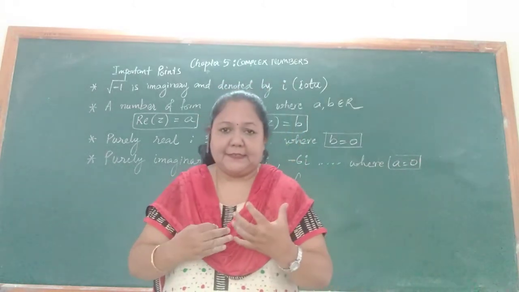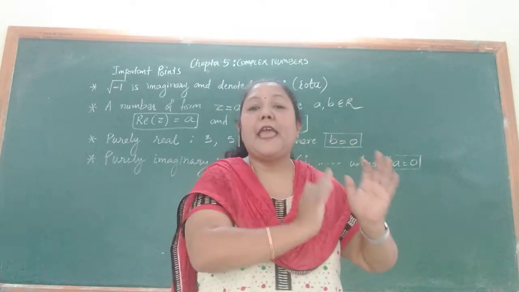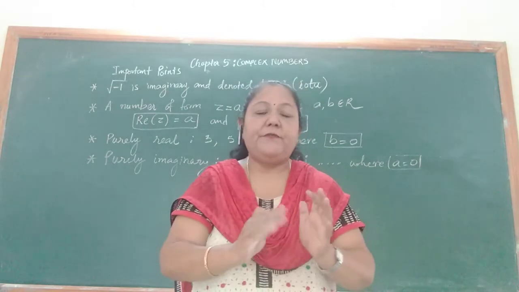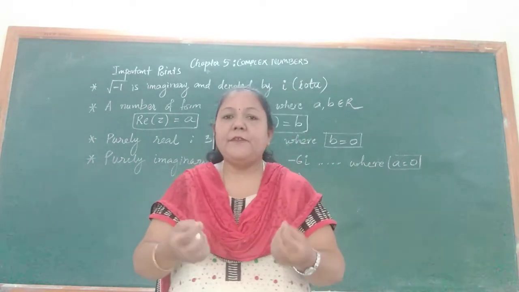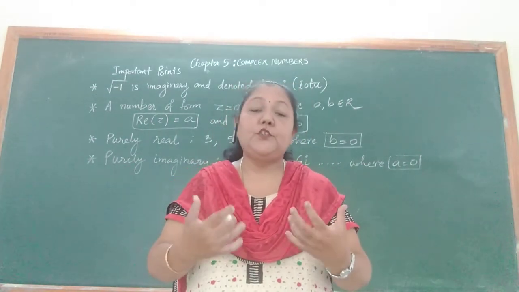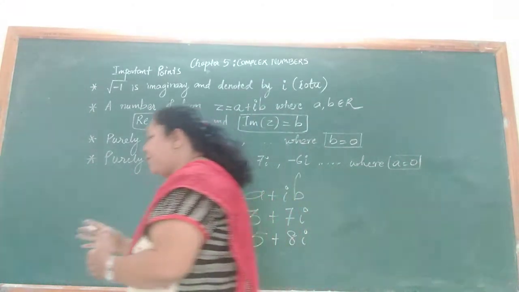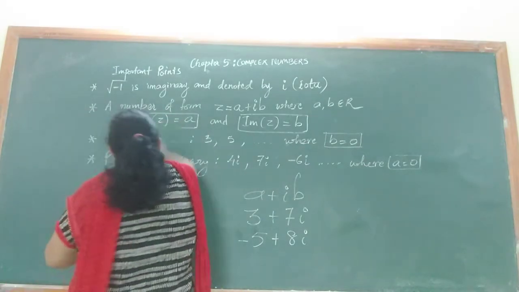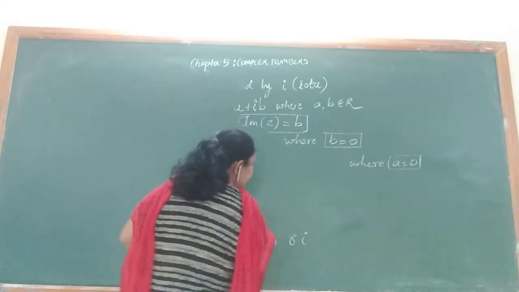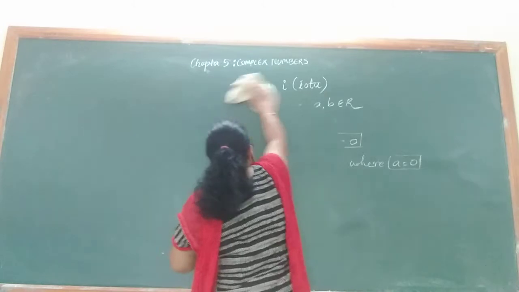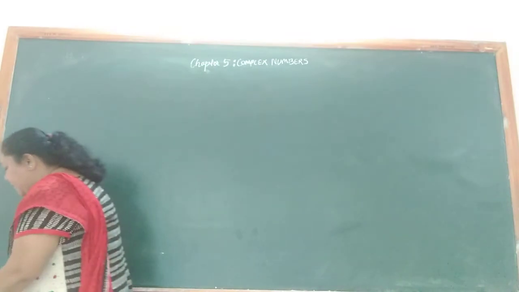So my first exercise deals with how to make your number in the a plus ib form and tell which is the real and which is the imaginary part. So let us now begin with a small concept related to how to denote a complex number in the a plus ib form. Now I begin with my exercise, that is 5.1, which deals with how to write a number in the a plus ib form. So let me do that.